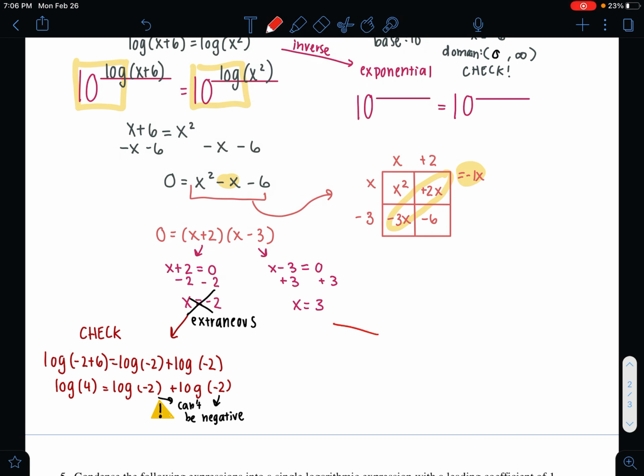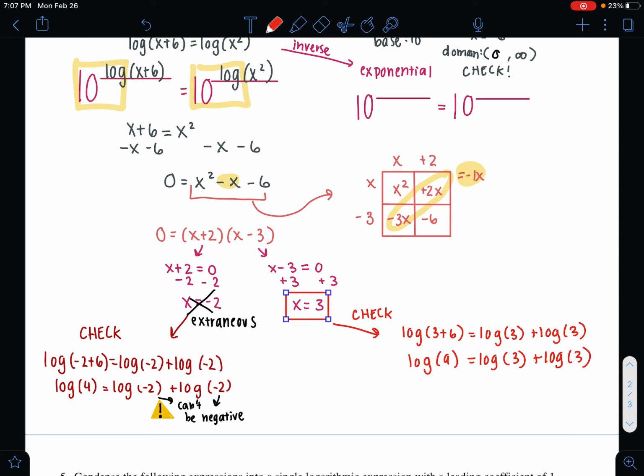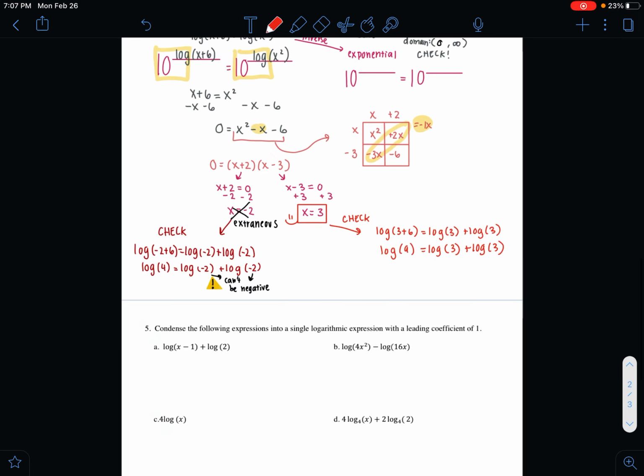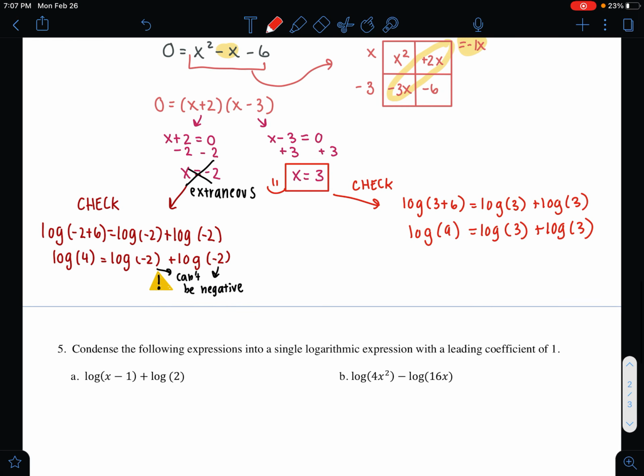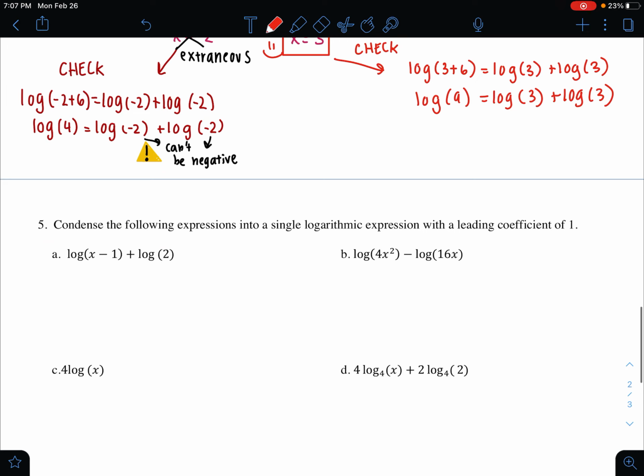Okay, let's go ahead and check 3. Here, all of my arguments are positive and greater than 0. So x equals 3 works. Again, smiley if you got it right, corrections if you got it wrong.